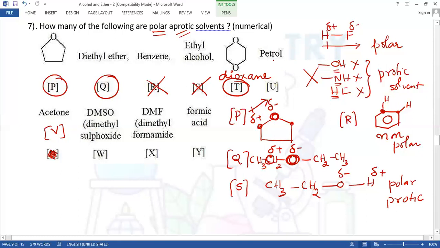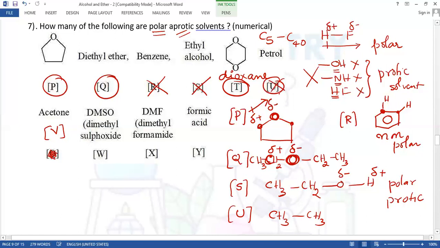Next one, U. What is petrol? Petrol is a hydrocarbon mixture, with carbon atoms ranging from 5 carbons to a maximum of 40 carbon atoms. Let me take the simplest hydrocarbon to explain this one, ethane. There is no electronegativity difference, so it is not much polar. Almost non-polar. So U also doesn't come in the picture here.